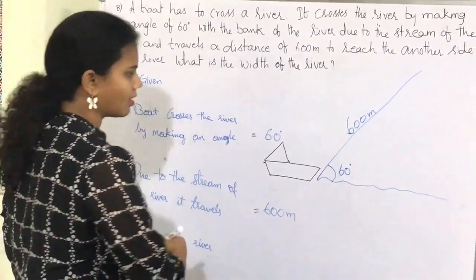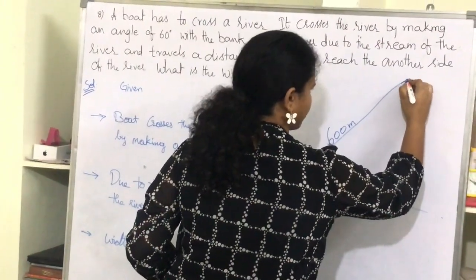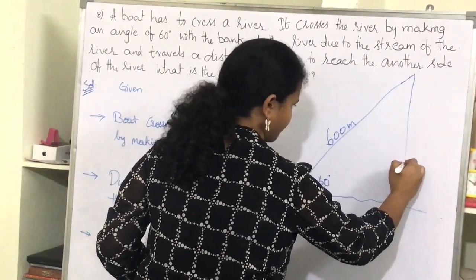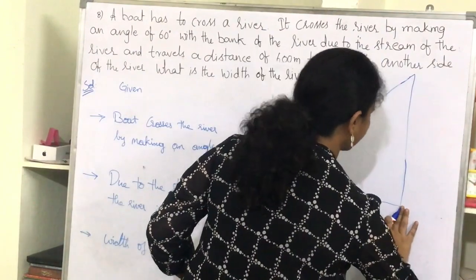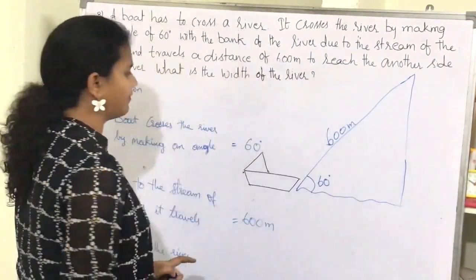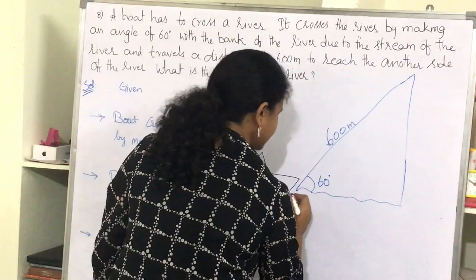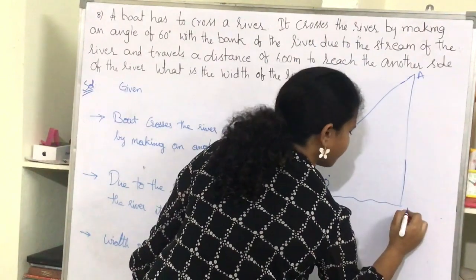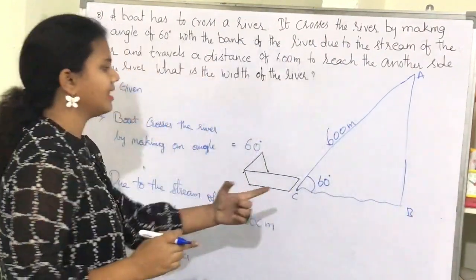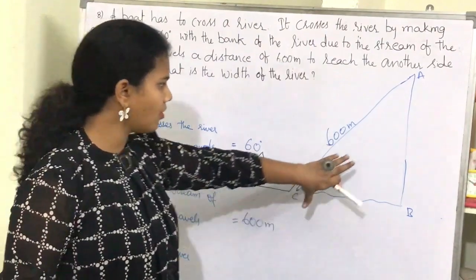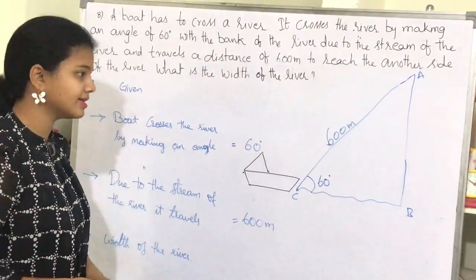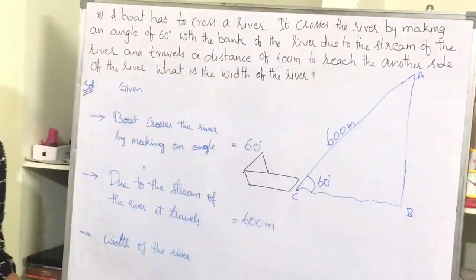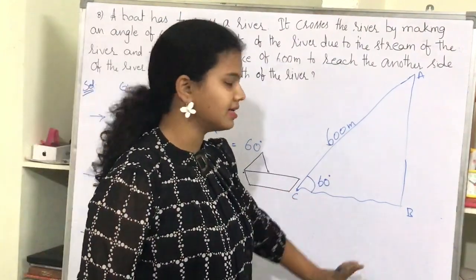Now let's make a line over here, right? So let's make a triangle. Here we get a right angle triangle. The question is, what is the width of the river? In the given triangle, you can see the width of the river. Let's name it A, B and C. In triangle ABC, AC is the hypotenuse in the given figure. We know the value of AC, but we need the value of BC, the width of the river.